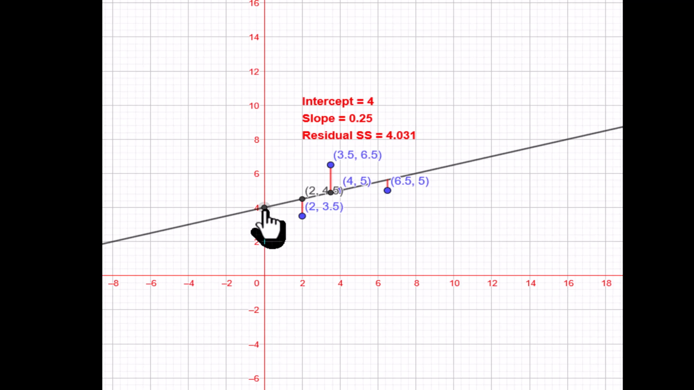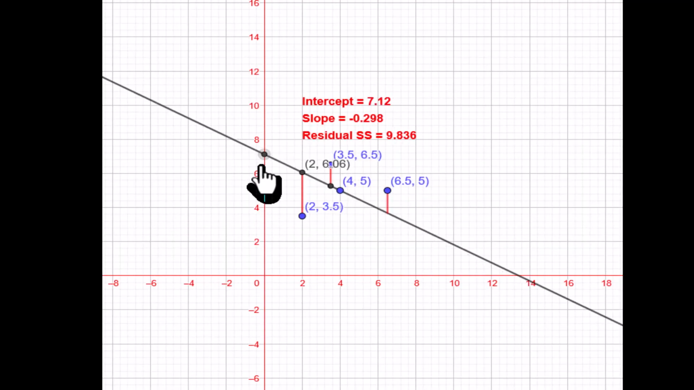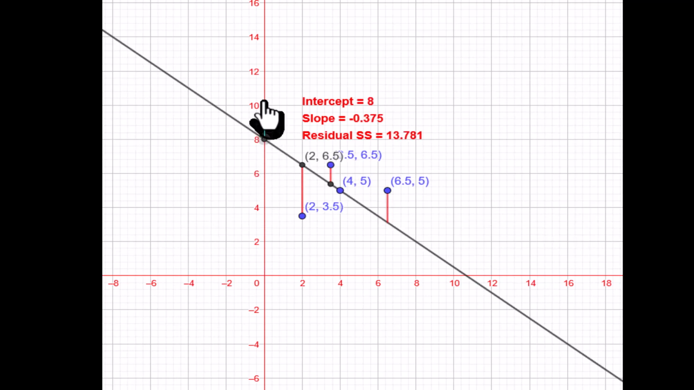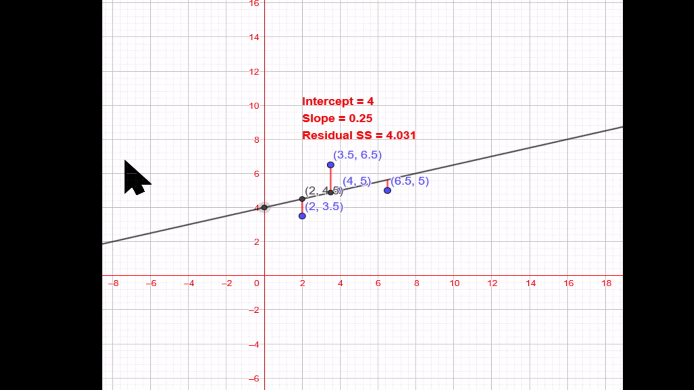This is one way to understand simple linear regression. We know the line has to go through the average x and average y. In this example, x equals 4 and y equals 5. That becomes a pivot point for the regression. We can move one end of the line up and down until we minimize the residual sum of squares.